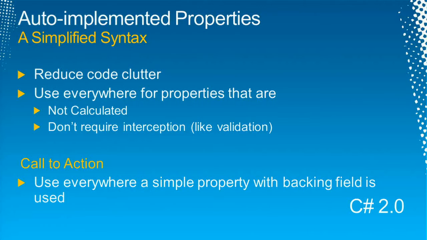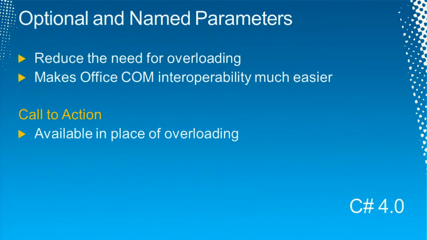Automatic implemented properties. Basically, I would use them anywhere where you don't have to have a backing field. It will generate the backing field for you. It still exists. There is a backing field. It just generates it. The compiler will generate it for you. That's what goes on. And then the optional named parameters. They basically reduce the need to overload.